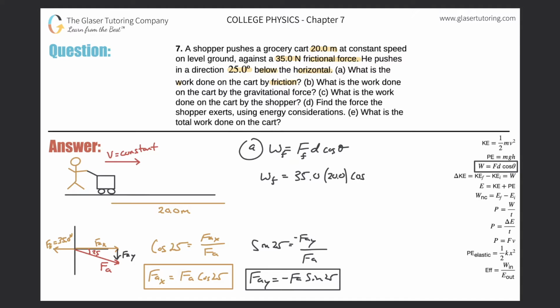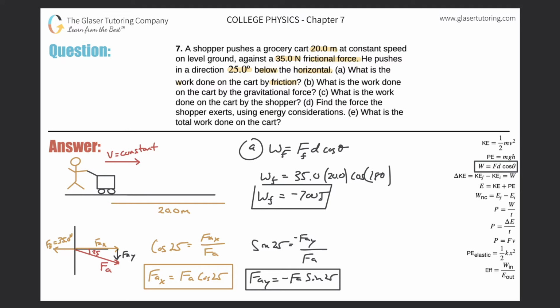180. Okay, so when you plug in 180 over here, guess what cosine of 180 is? -1. There's where the negative comes from. All right. So now, 35 times 20, 700. Okay, and negative, right? So negative 700 joules. Okay. So that's the work. All right. Let's take a look of friction, that is.